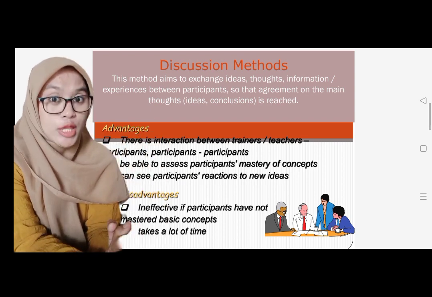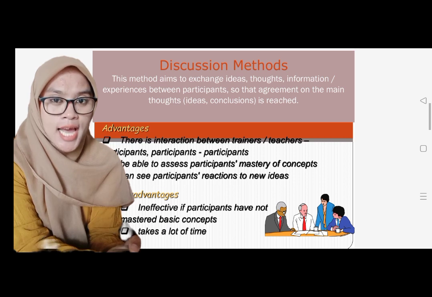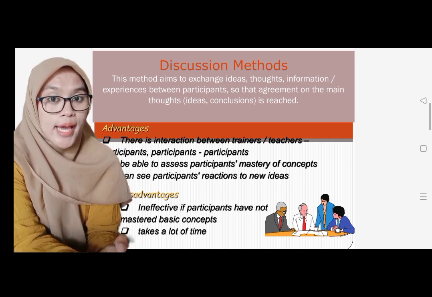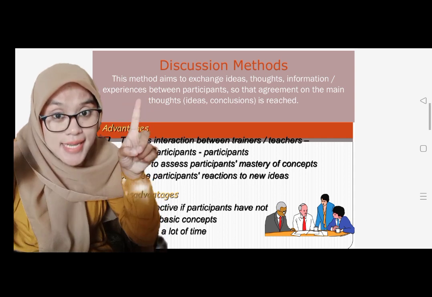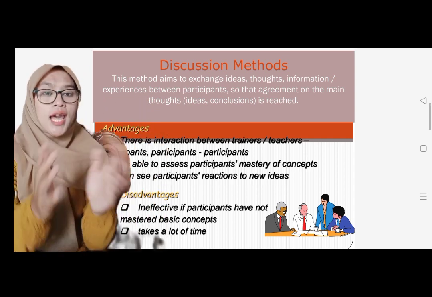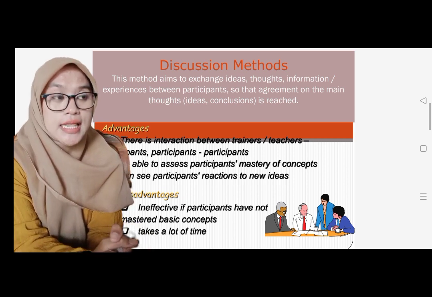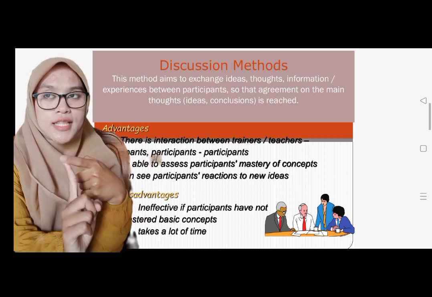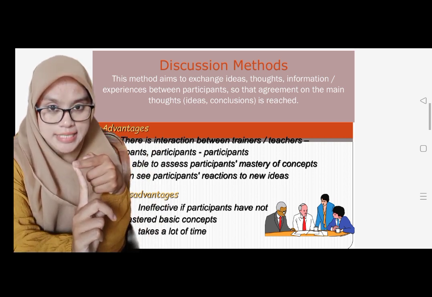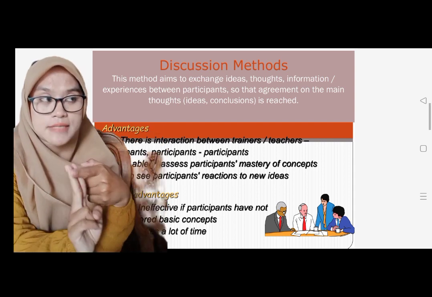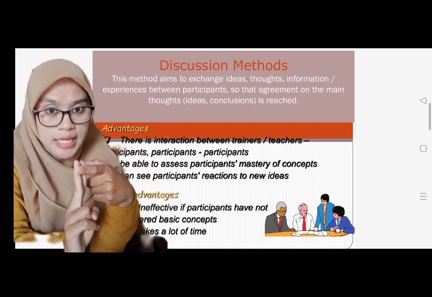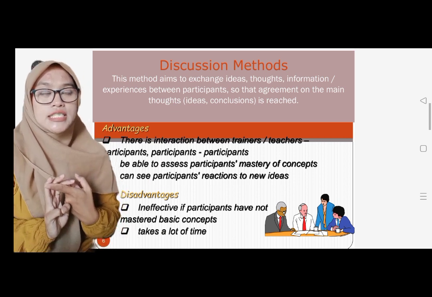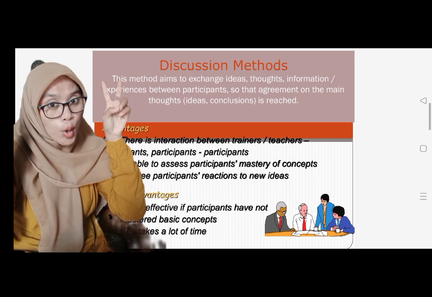Okay, the second is the discussion method. What is this method? It aims to exchange ideas, information or experience between participants, so that agreement on the main talks or ideas and conclusions is reached. And there are advantages of this method. For example, for the first, there is interaction between trainers or speakers or teachers and participants. The second is being able to assess participants' mastery of concepts. The third is can see participants' reaction to new ideas.